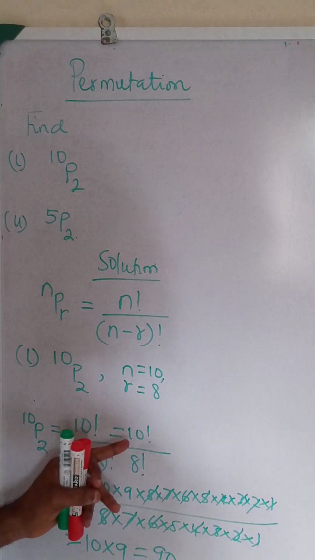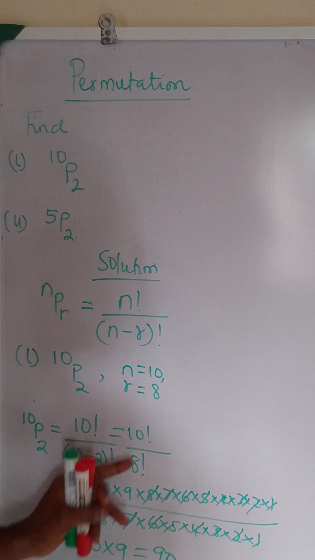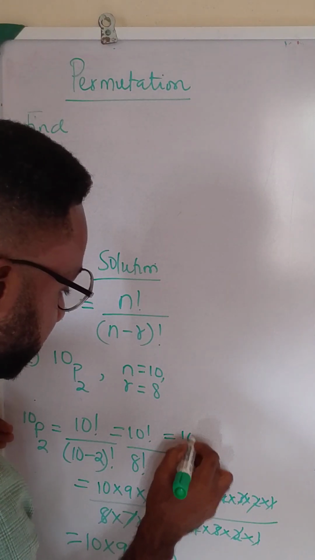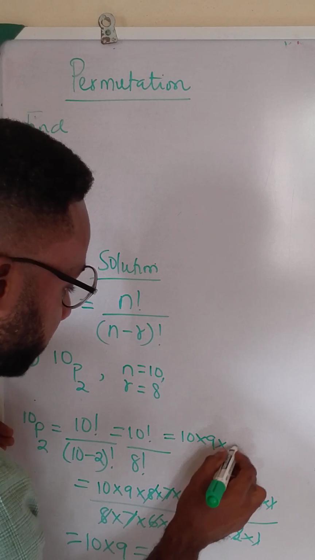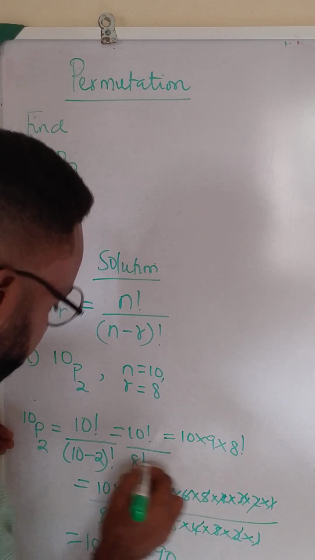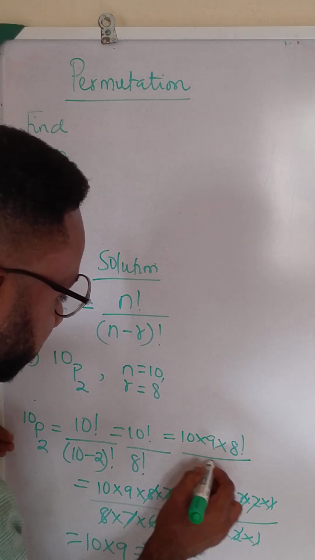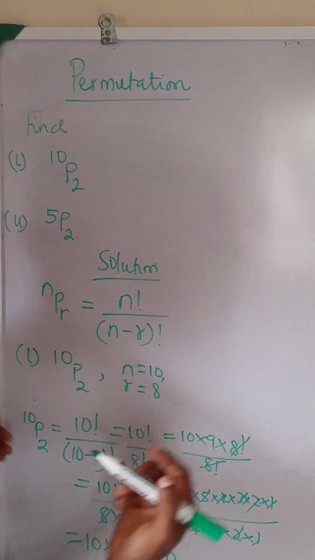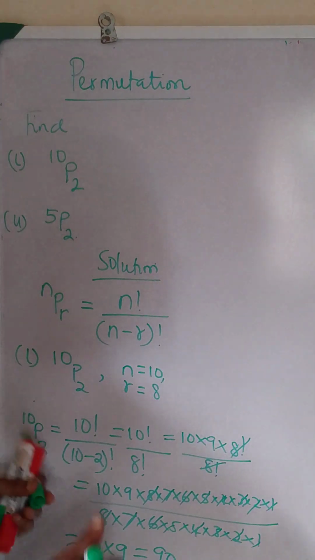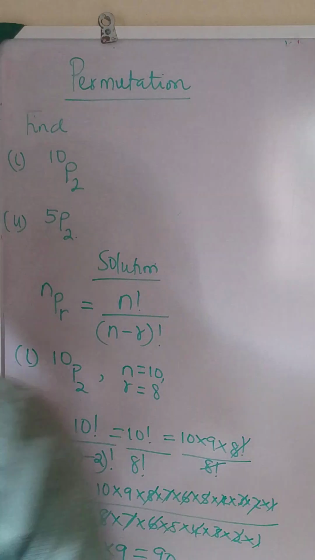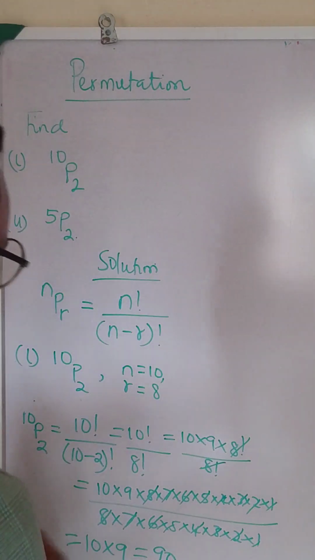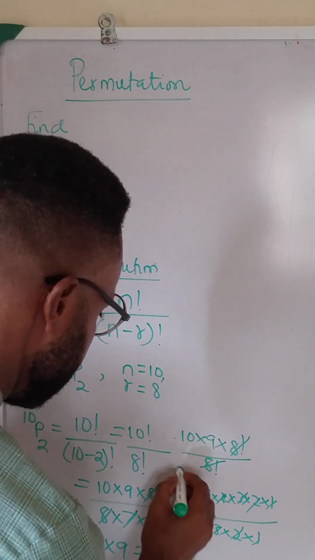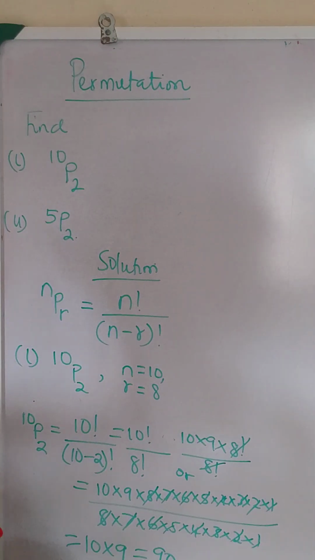However, since we have 10 factorial divided by 8 factorial, you can also express this as 10 times 9 times 8 factorial, all over 8 factorial. When you cancel out the 8 factorial, you still have this. So that's another convenient way of solving that question. You can do this or you take this other route.